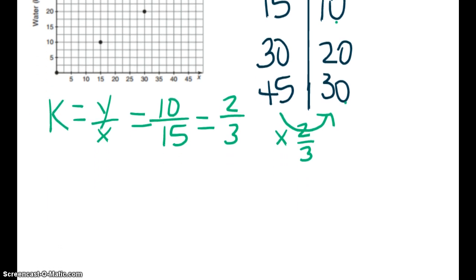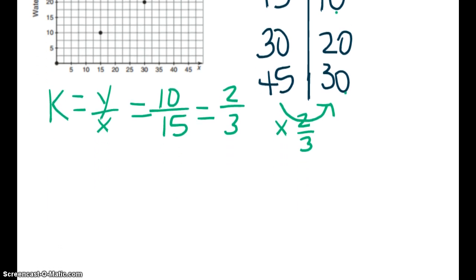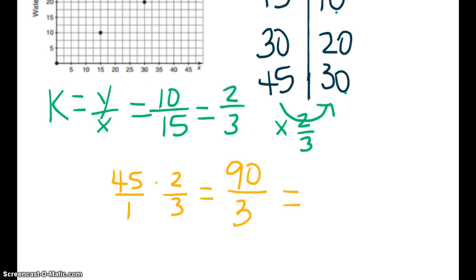Let's see if that works. Let's try it for another one. Is 45 times 2/3 30? Let's see. What's 45 over 1 times 2/3? 45 times 2 is 90. And 1 times 3 is 3. And 90 divided by 3 is 30. So yes, this is my constant.